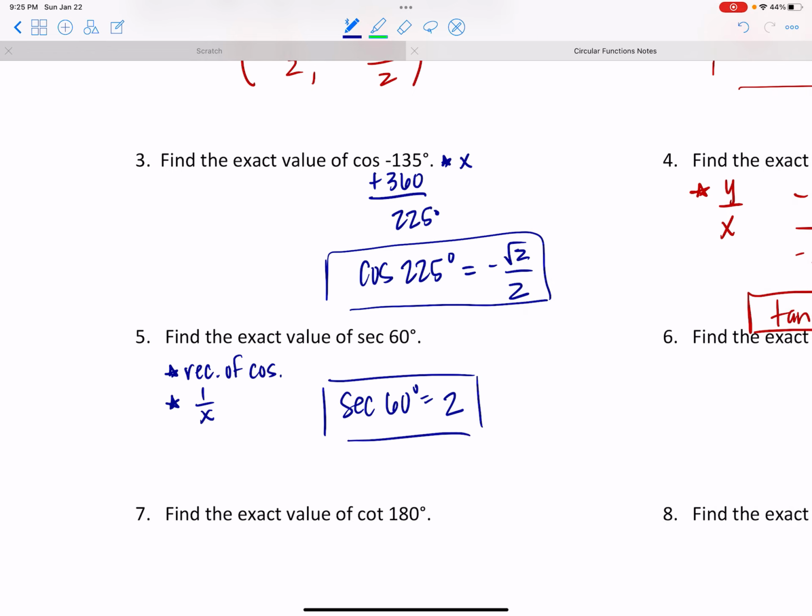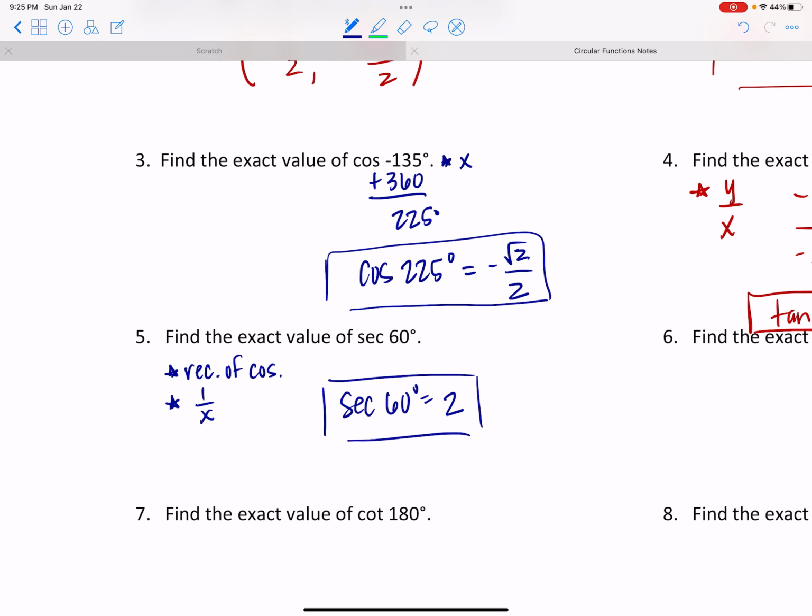So this is the reciprocal of sine, which means sine is the y value, so we're looking for the reciprocal of the y value. That'd be 1 over y. We can make a fraction of 1 over the y value, or we can just flip that y value. But we have to find out where we are first on the unit circle.